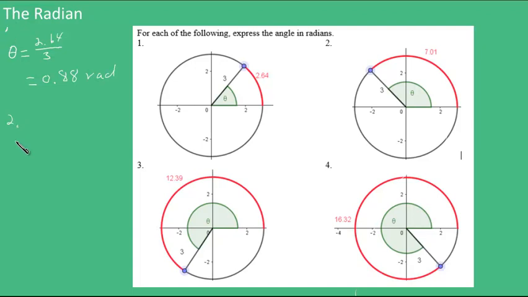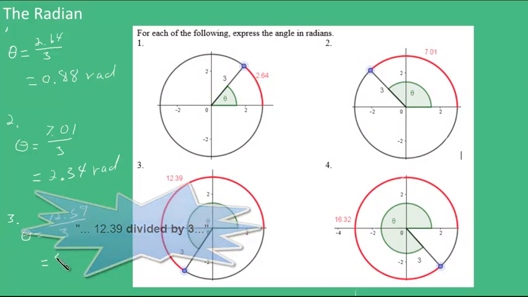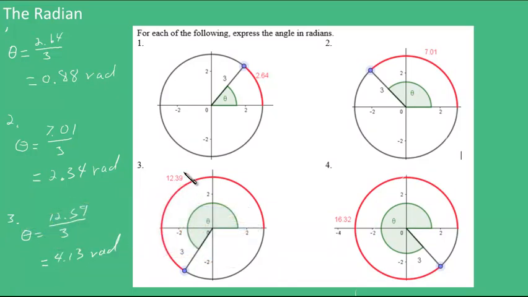Let's look at number 2. In this case, the angle is going to be 7.01 divided by 3, and so now the angle is going to be 2.34 radians. If we look at number 3 here, the angle is going to be 12.39 divided by 3. That gives us 4.13. Never lose the intuition of what's going on here. What we're saying is that this arc is 4.13 times longer than the radius. Always keep that in mind, that this angle is simply giving us the ratio of the length of the arc to the length of the radius.